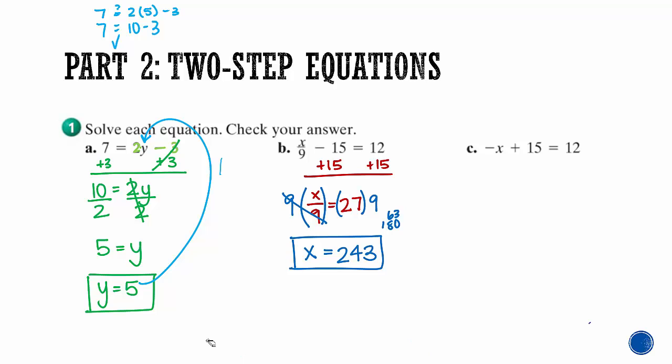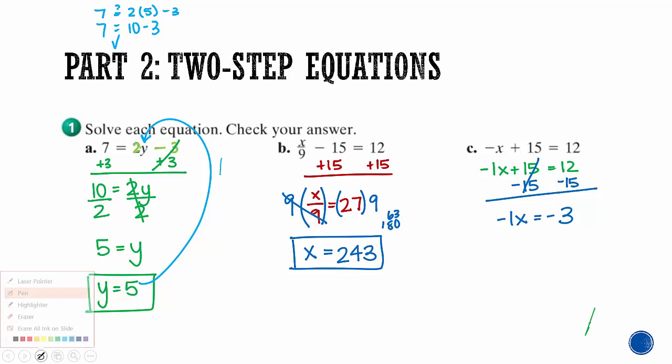Alright, this next one can be a bit of a struggle because of that floating negative there. Remember, we could rewrite this as negative 1x plus 15 equals 12. And then our goal is the same, get x by itself, so we have to undo the addition and subtraction first. So that means I'm going to subtract 15 from both sides. That gives us 0, which leaves us with negative 1x equals 12 minus 15, which is negative 3. And then to undo that negative 1, because they're multiplying, I want to divide both sides by negative 1.